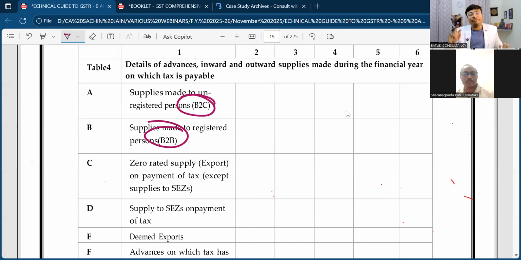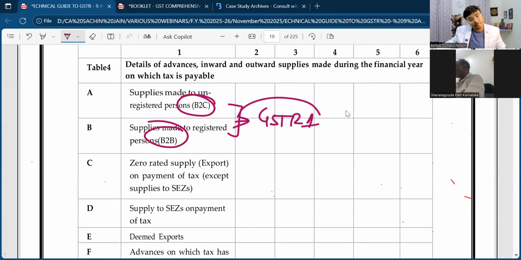Okay. So, sir, B2B, B2CS: these fields are auto-populated from your GSTR-1 return.